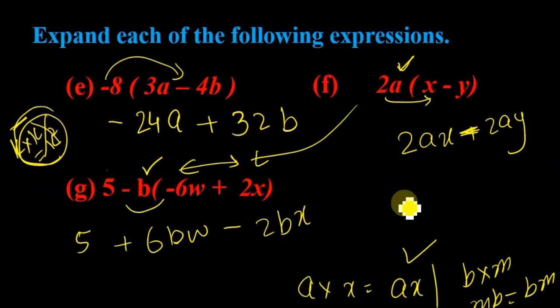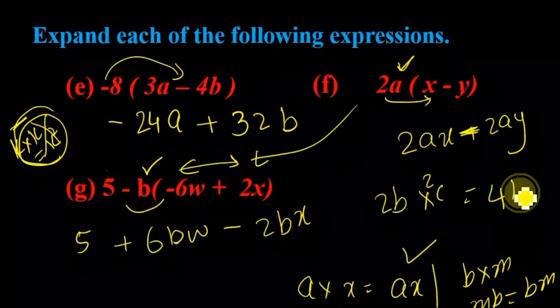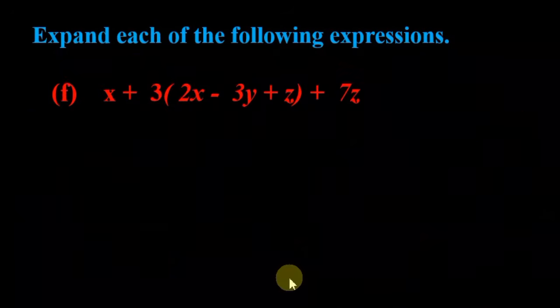One more example I give you. If there is a b and c, 2b into 2c, what will be your answer? 2 2s are 4 and b c both attached with each other. So this is your answer, right? So come to the next question.